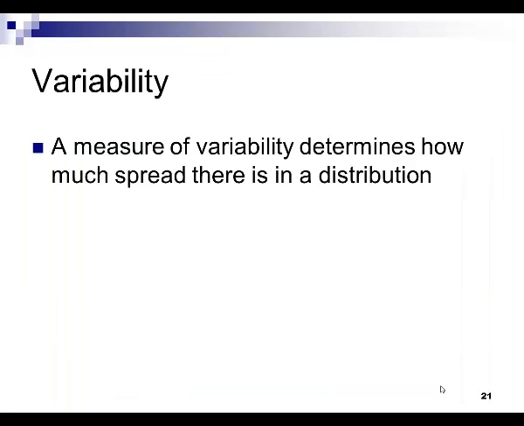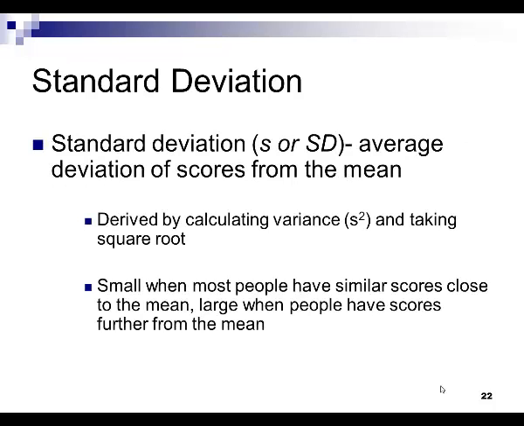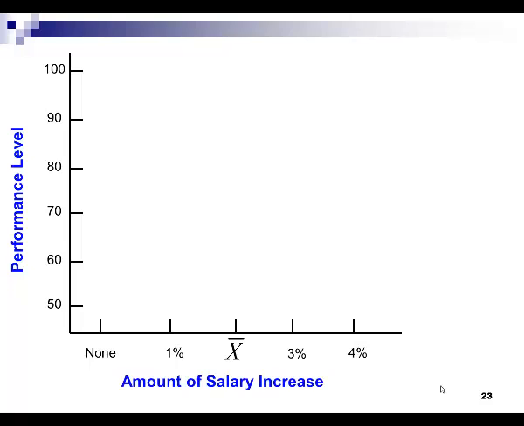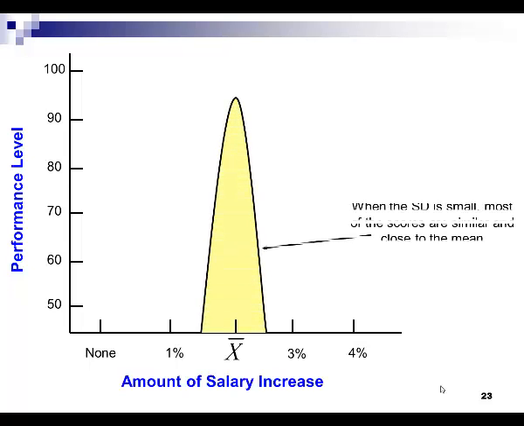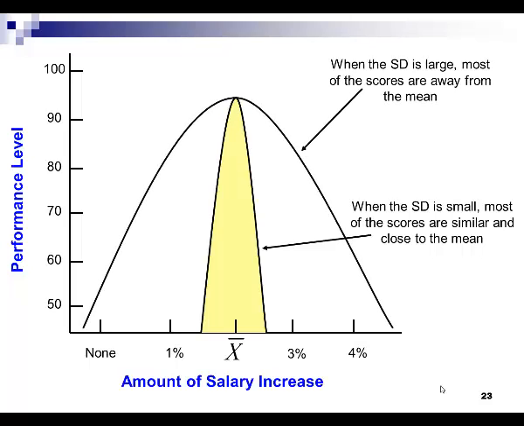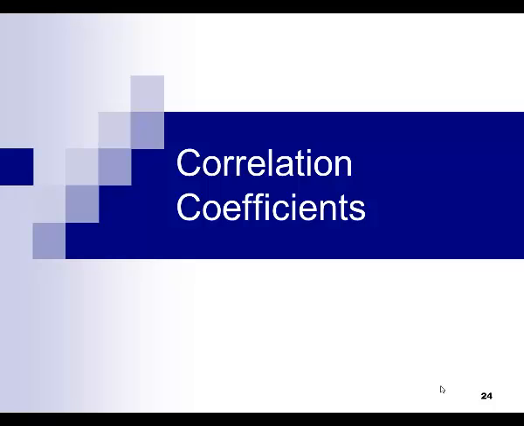And then variability is more important, and that is how much spread there is in a distribution. Standard deviation is simply the average deviation of scores from the mean, another way of looking at variability. It is small when most people have similar scores close to the mean, and it's large when people have scores further from the mean. Here's an example. When the standard deviation is small, most of the scores are very similar and close to the mean. But if it's large, most of the scores are away from the mean.